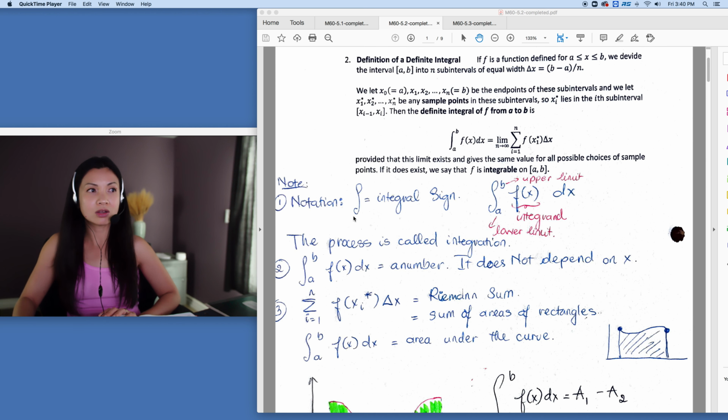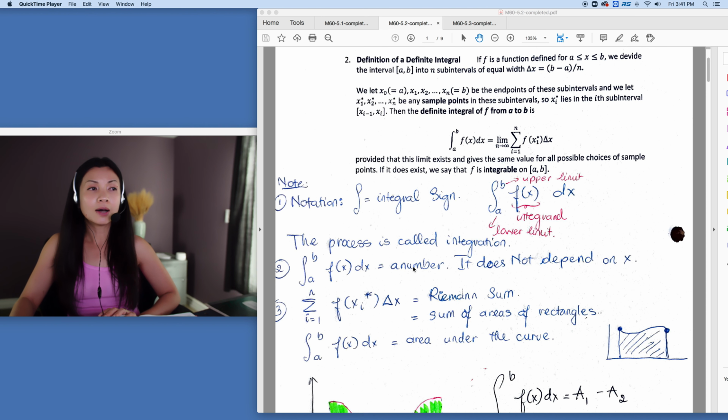So you see right here, this is the integral sign. It's like S standing for sum, right? And then we have the integrand in here. We have the lower limit and we have the upper limit. This whole process is called integration. So if I give you an example, I say integrate. This is what you have to do.